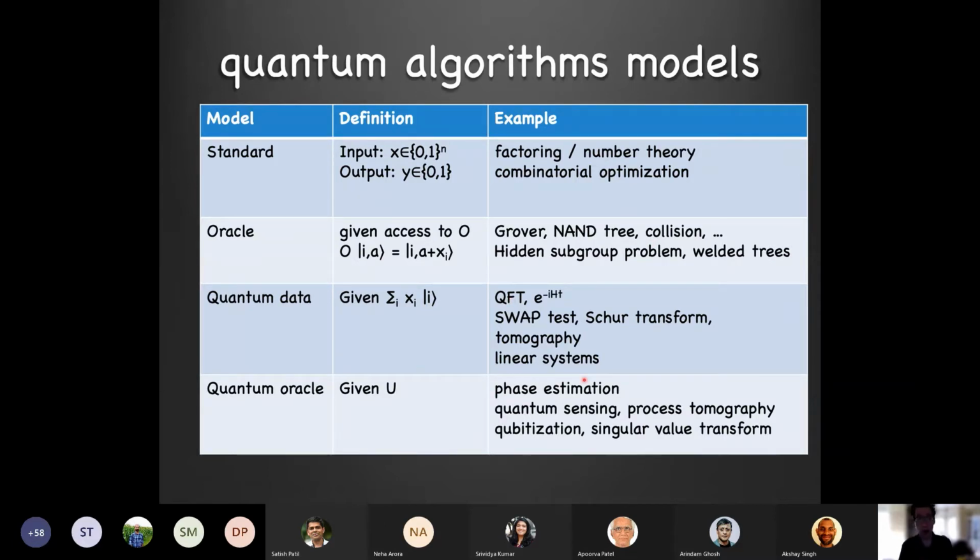So all of these other models are useful intermediate steps toward building something in the standard model description, which is really ultimately what we want. So that's kind of my framework for thinking about quantum algorithms these days.